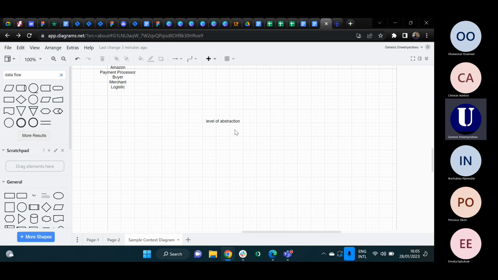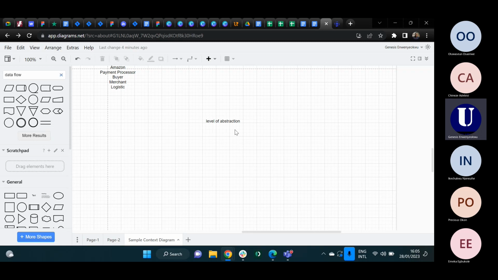Now, when we go to level 1, we begin to see more details in terms of how this data we collect from this external source, where do we store it? This data that we collect from a user, where do we store it? This data we send to our customers, where do we fetch it from? Those are the things we start looking at in level 1.